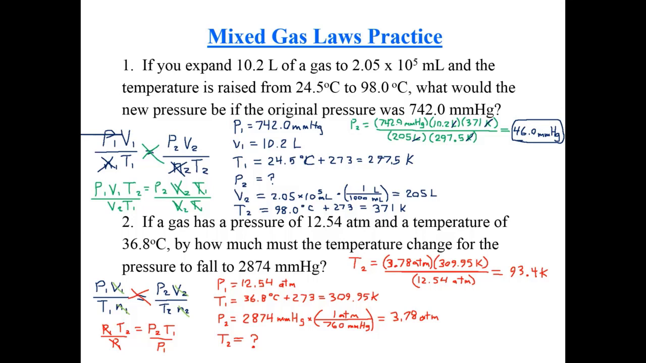I will tell you that 93.4 is wrong. And you know why? Because the question doesn't ask for the final temperature. It says, by how much must the temperature change? It's tricky. So in that case, you got us on that one.